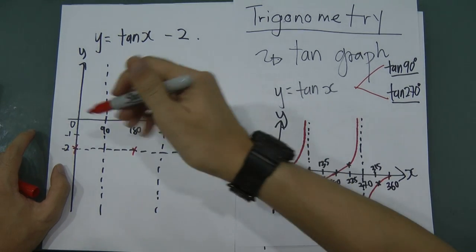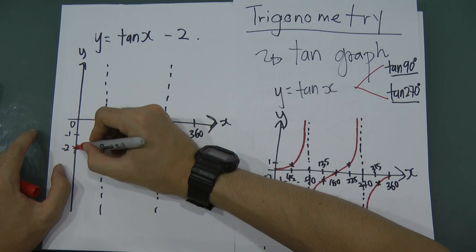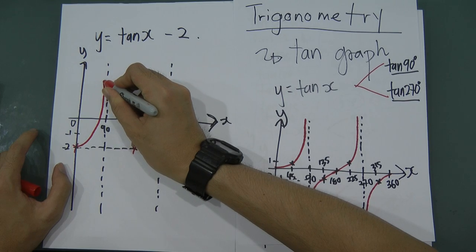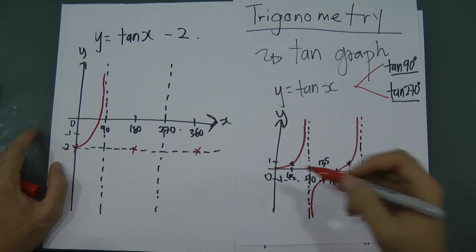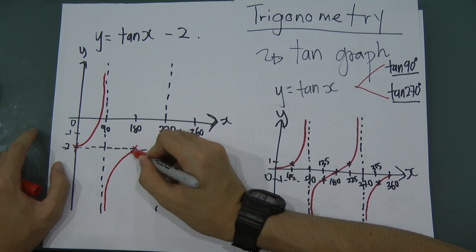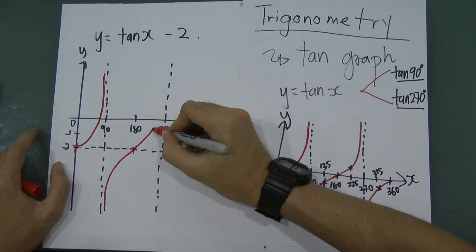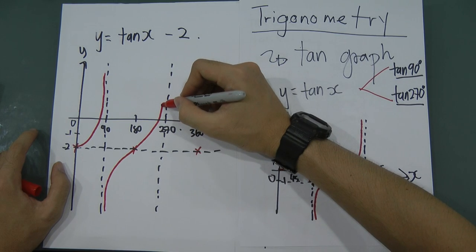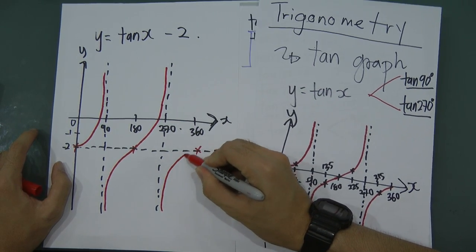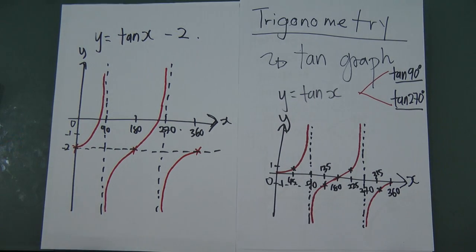Over here for negative 2, it will go up until very close to infinity, but it never touches it. And then it will come out from the bottom and touch over here, and then continue very close to this dashed line, but never touch this one. And then go down from the bottom, then touch over here. This is what happens with negative 2.